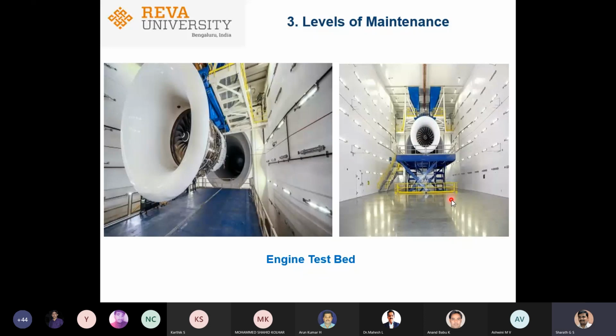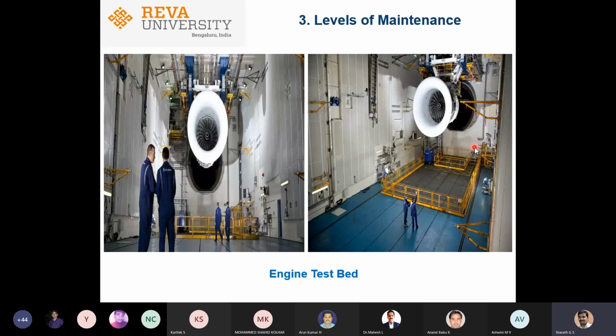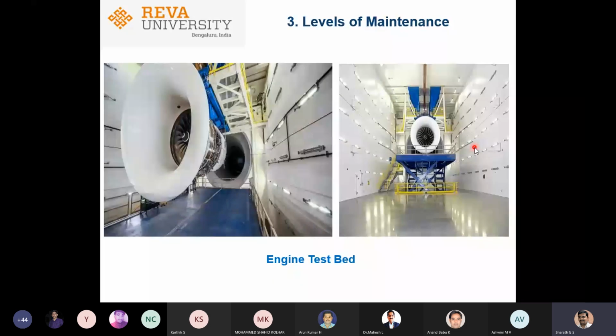And this test bed is acoustically made, and some noise suppressors are used. Anyone who is standing or sitting outside the test bed cannot hear the noise of the engine. So it is completely acoustically made. Here you can see in the previous image, the ramp had gone up to the engine. Now the ramp has come down.